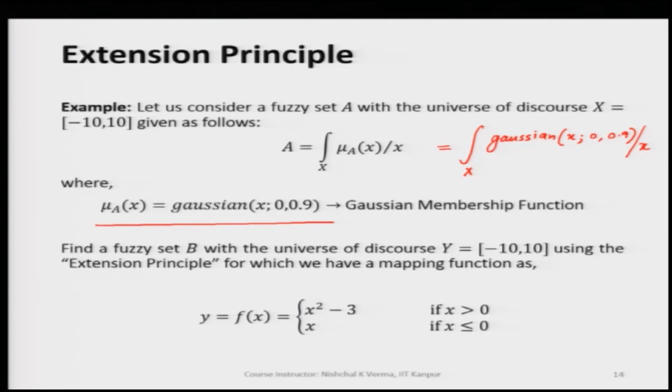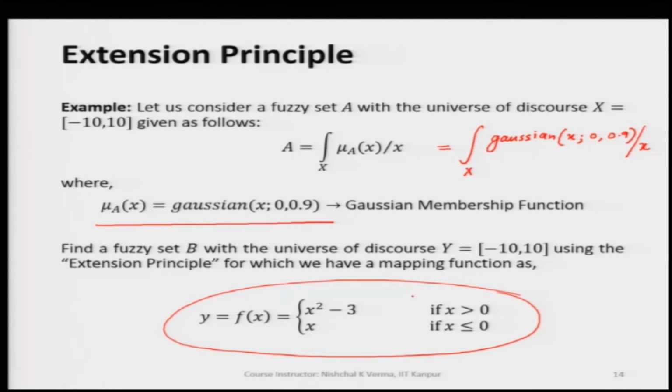Now, the mapping function is also available. So, the mapping function is this. This is our mapping function and this mapping function says y is equal to f(x), and this is equal to x square minus 3 when the generic variable values x are more than 0, and f(x) is x when the generic variable values are less than or equal to 0.